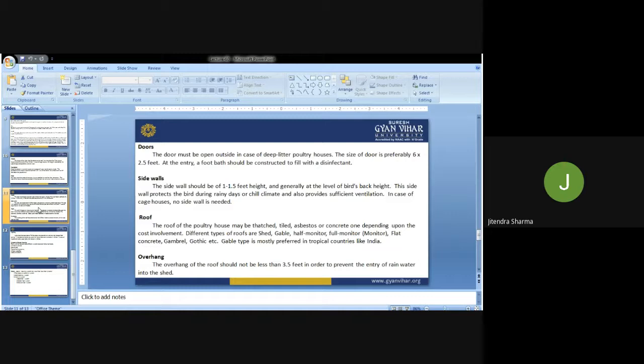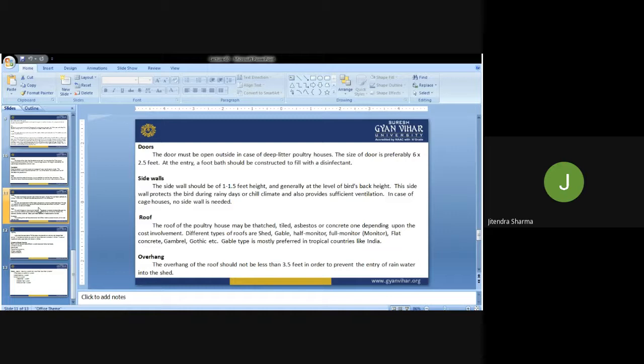That's why we have to keep this in mind: for the door we have to provide a provision. We have to arrange and give the provision of that footpath, to disinfect the persons who are entering the cages.